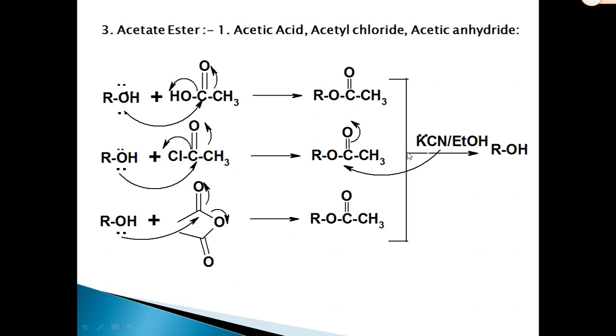Now we want to deprotect this acetate ester. Here we are using potassium cyanide in presence of ethyl alcohol. See here the mechanism. The lone pair of CN negative shifts towards the carbonyl carbon of this acetate ester, the pi bond opens, and this OR negative is removed as a leaving group, which on reaction with H positive recovers our hydroxy group. This is the deprotection step of acetate ester.